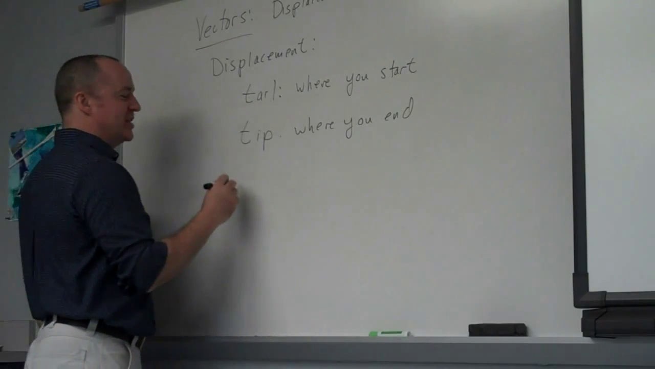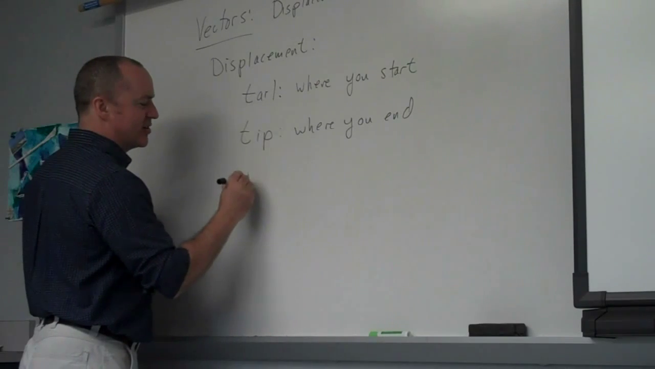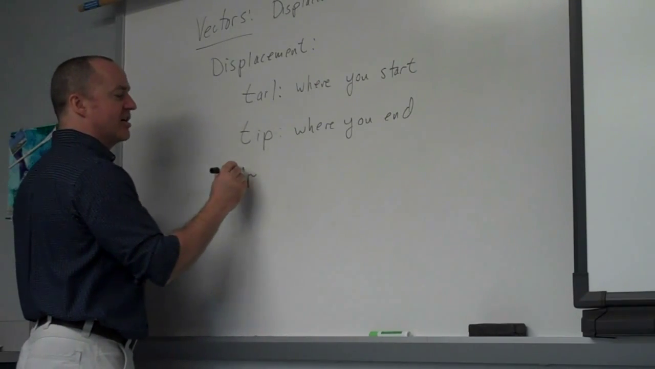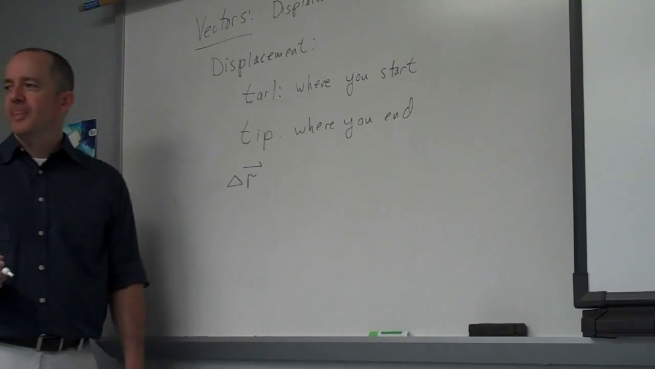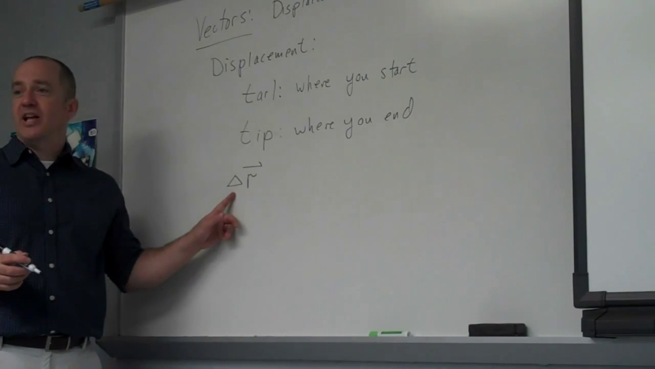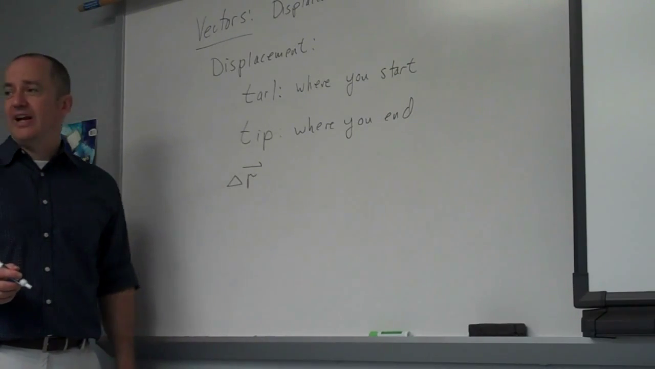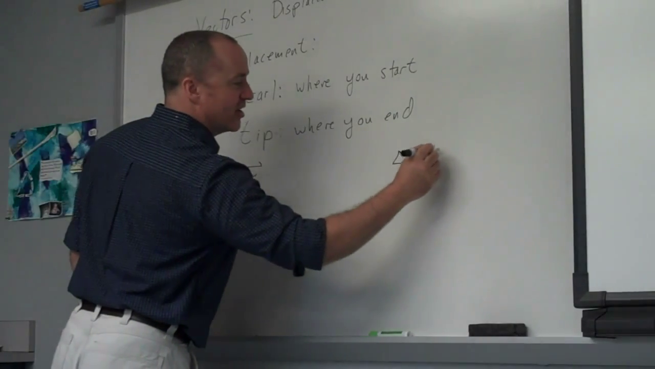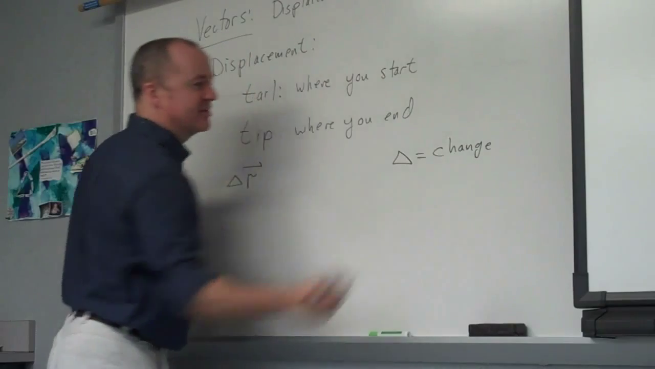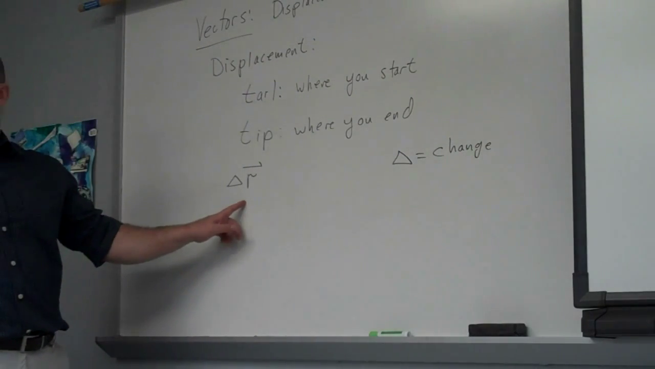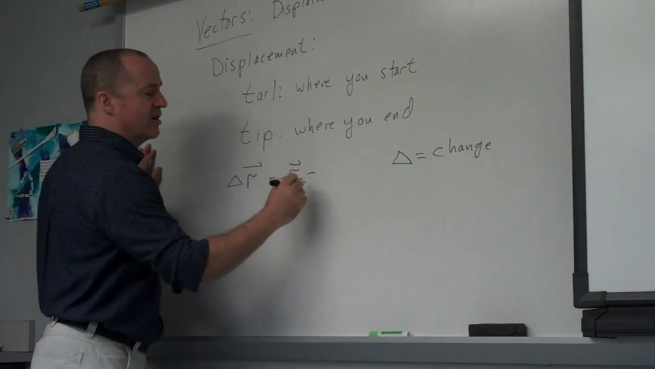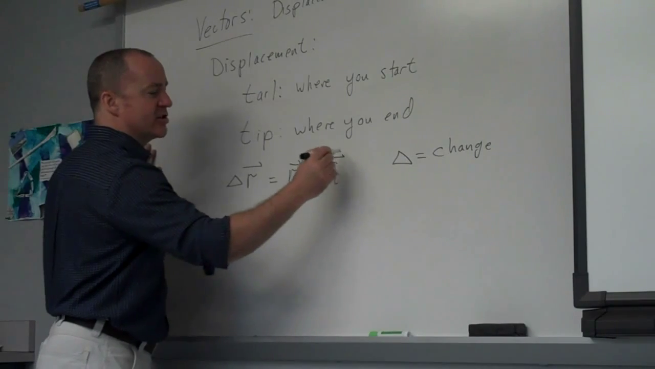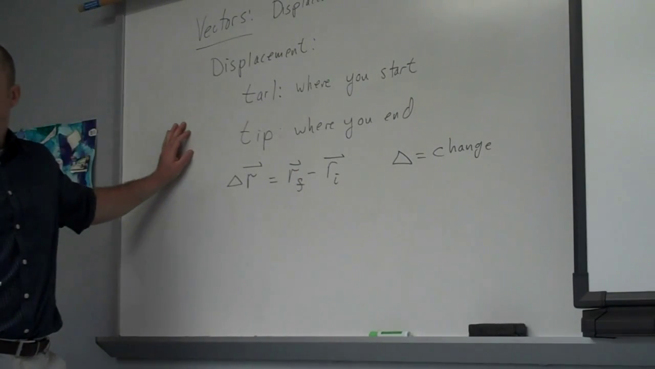Now, the displacement vector notation. Your book always calls the displacement vector a stylized lowercase r with an arrow on top and a triangle in front. Who knows what the triangle means? Change. Delta. Delta for change. This is delta r vector. So the triangle is the lowercase Greek letter delta. That's displacement, and this is your displacement vector. Sometimes it's also written as your final vector, r sub f, minus your initial vector. Not sure how much we'll do with that yet. That's another way some people write your displacement vector.